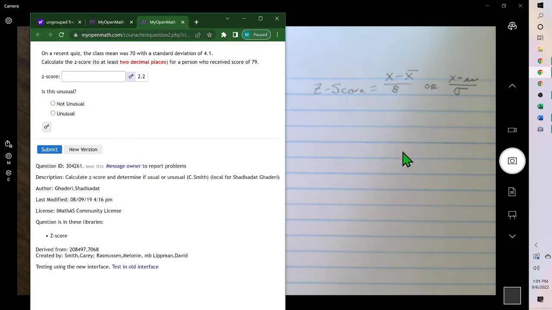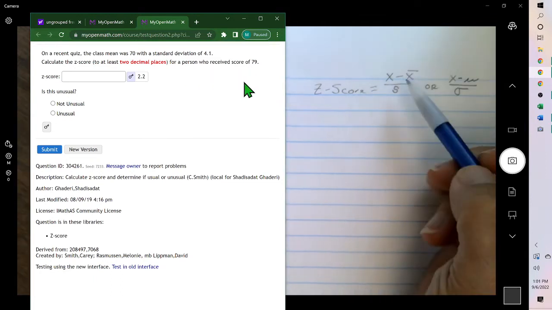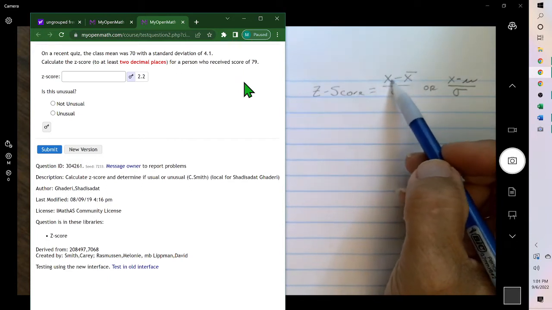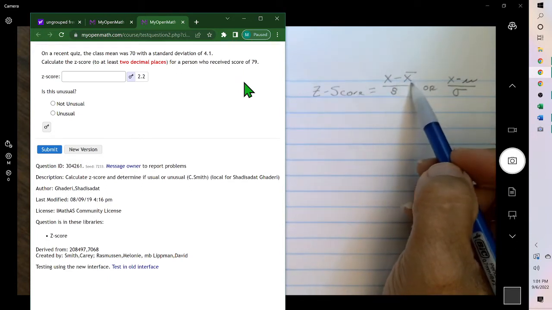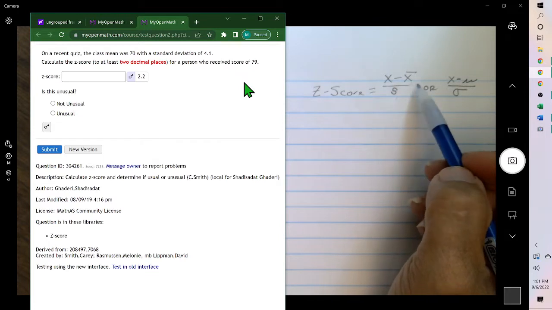For this problem, on a recent quiz, the class mean was 70 with a standard deviation of 4.1. Calculate the z-score to at least 2 decimal places for a person who received a score of 79. When you're finding the z-score, it's the value they got minus the mean over the standard deviation.